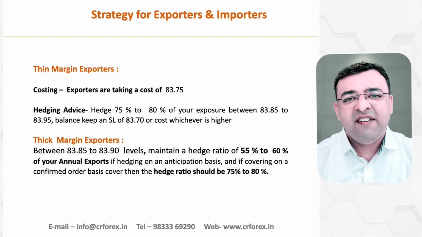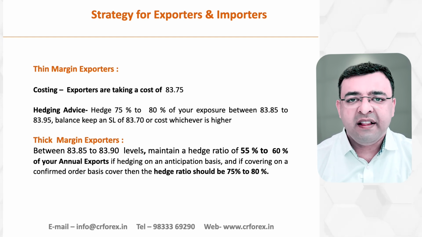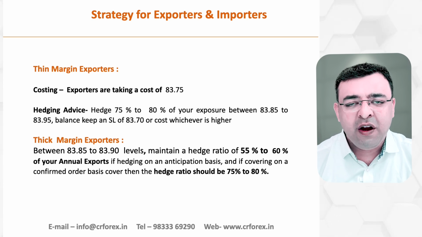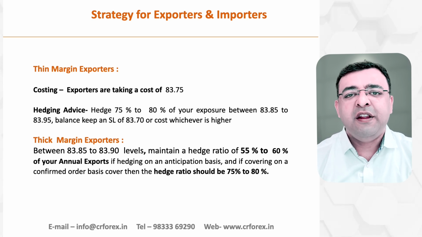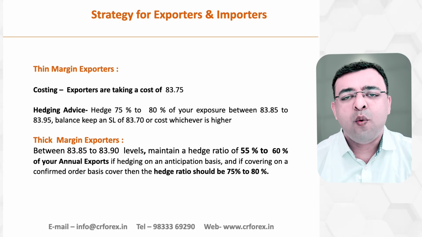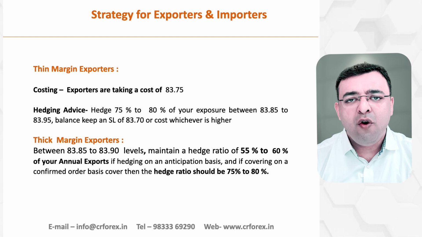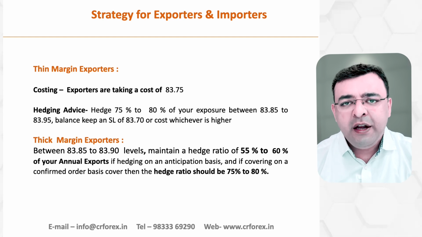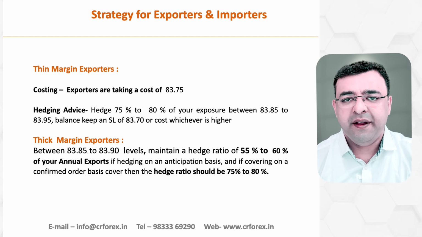Now let us discuss strategy for thin margin exporters, like agri exporters or chemical exporters. Most of them have started taking costing near 83.75 to 83.80. For them, we will suggest that they should cover 80% of their exports between 83.85 and 83.95. For the remaining, they can wait with a stop loss of 83.70 or costing, whichever is higher.